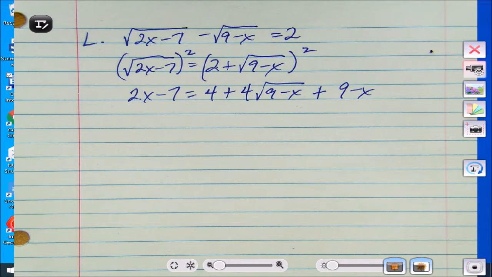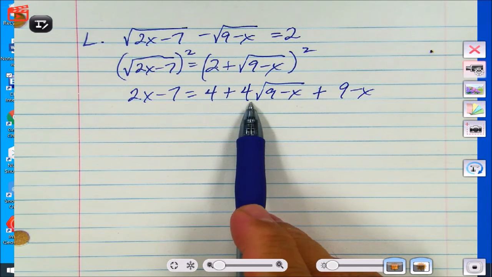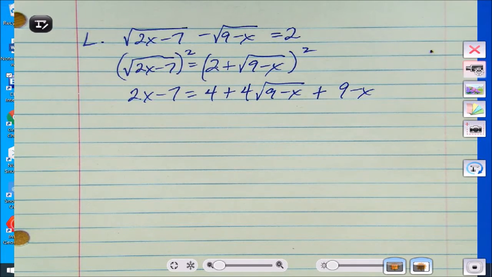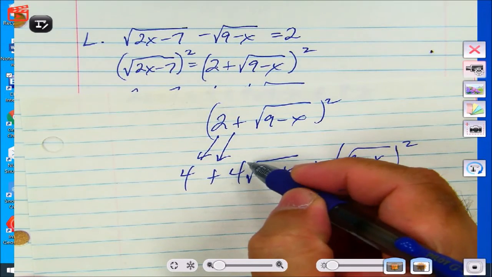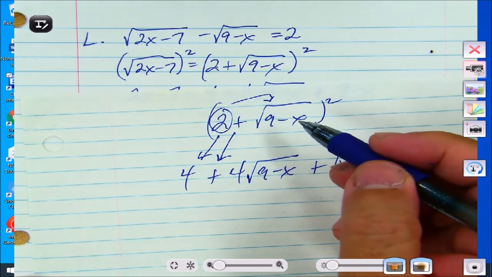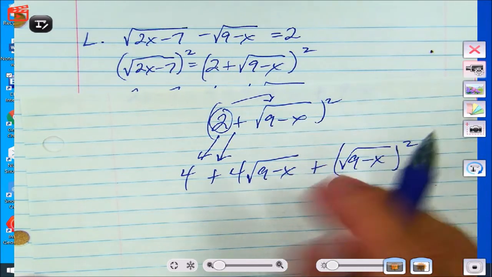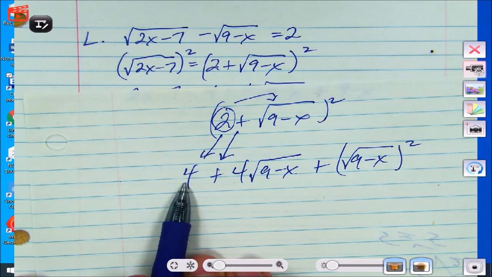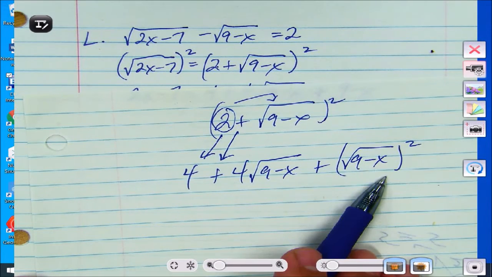Now, how did you get the 4 plus 4? This 4 or this 4? That 4. Okay. So remember, whenever you square something, you're going to take this thing, multiply by this, and then double it. Like Carly said, square the first one, double the second one, and square the last one.